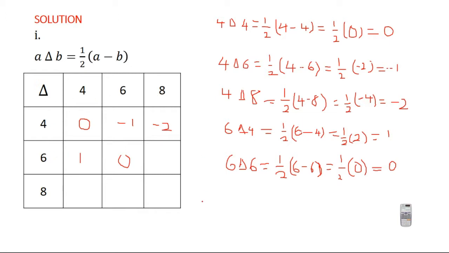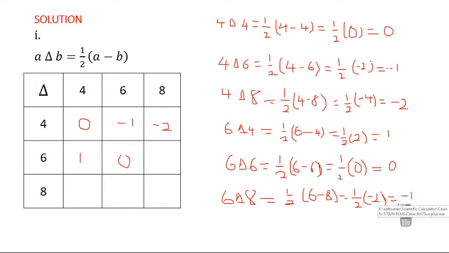So 6 delta 8 will give us 1 over 2 into bracket 6 minus 8. We know that 6 minus 8 is minus 2, so we are going to get 1 over 2 into bracket minus 2, and that 1 over 2 times minus 2 will give us minus 1. So here will be minus 1.